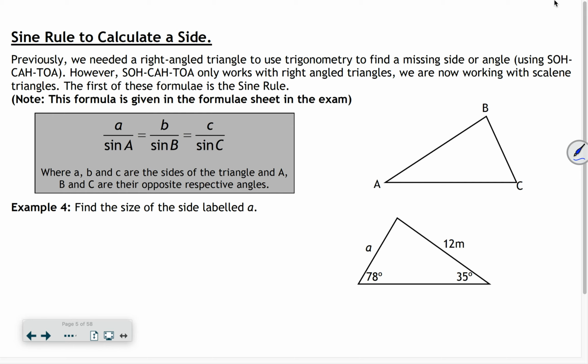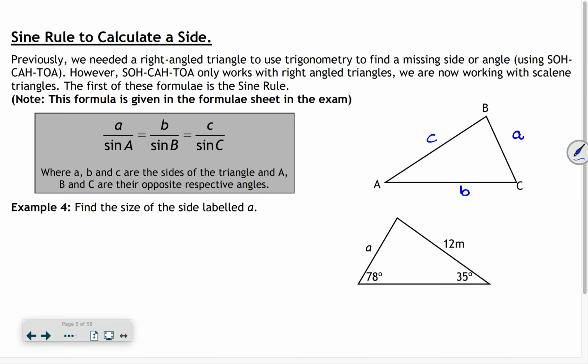This formula is called the sine rule, and it's quite simple. It's also given in your formula sheet. It says a over sine A is equal to b over sine B, which is equal to c over sine C. Remember the way in which we name our triangles; that's where this comes in really handy. If this is angle A, this will be small letter a. If this is angle B, this will be small letter b. If this is angle C, this will be small letter c.